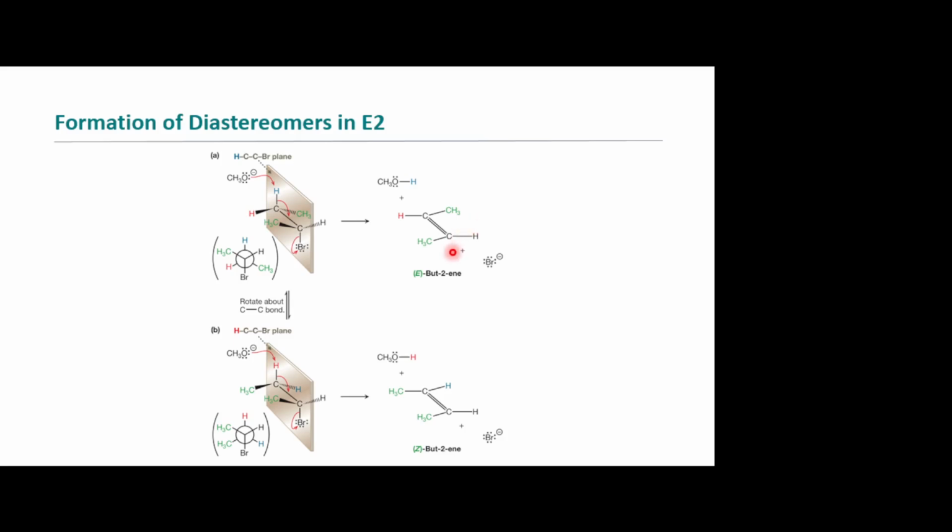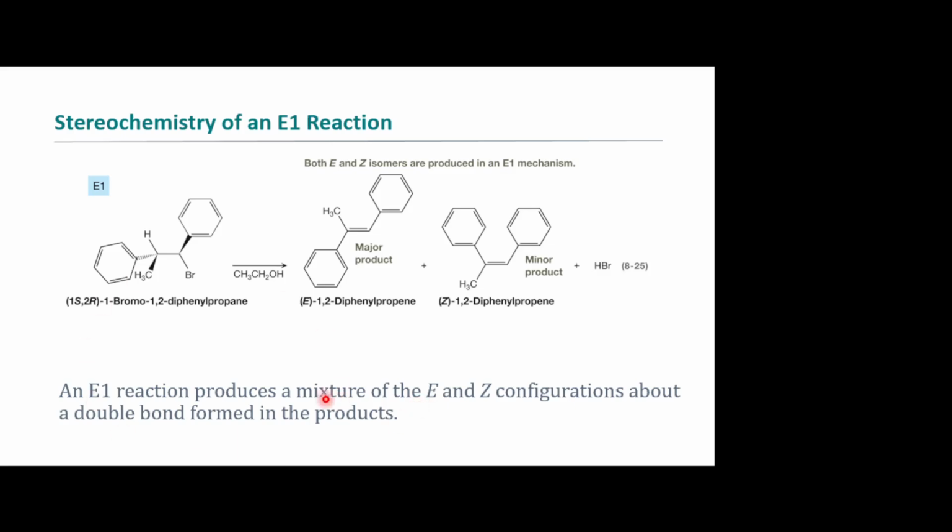Now, the difference between these, they can both be made. The difference is that this one is E, right? And so it is lower overall energy, less steric hindrance here than this one, because these are on the same side.